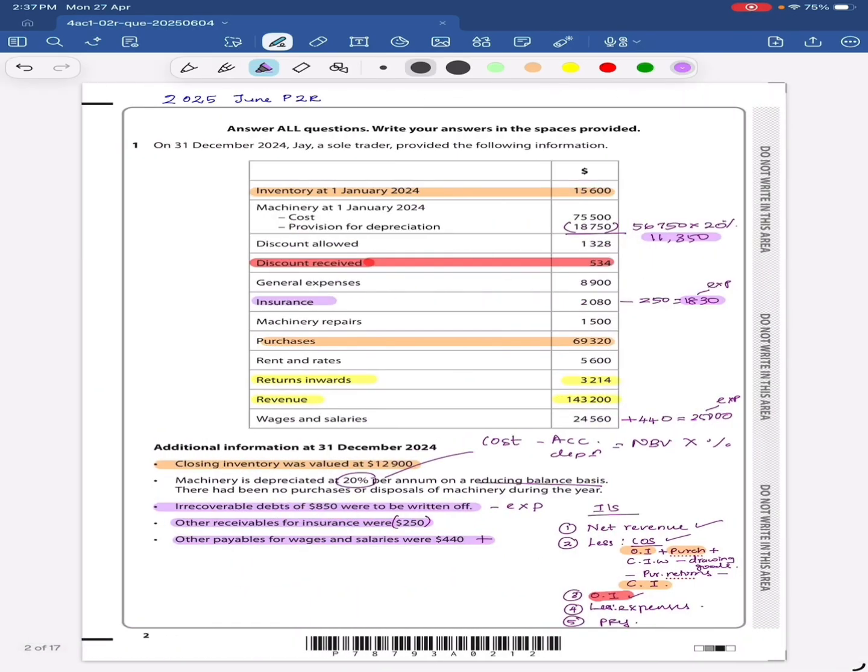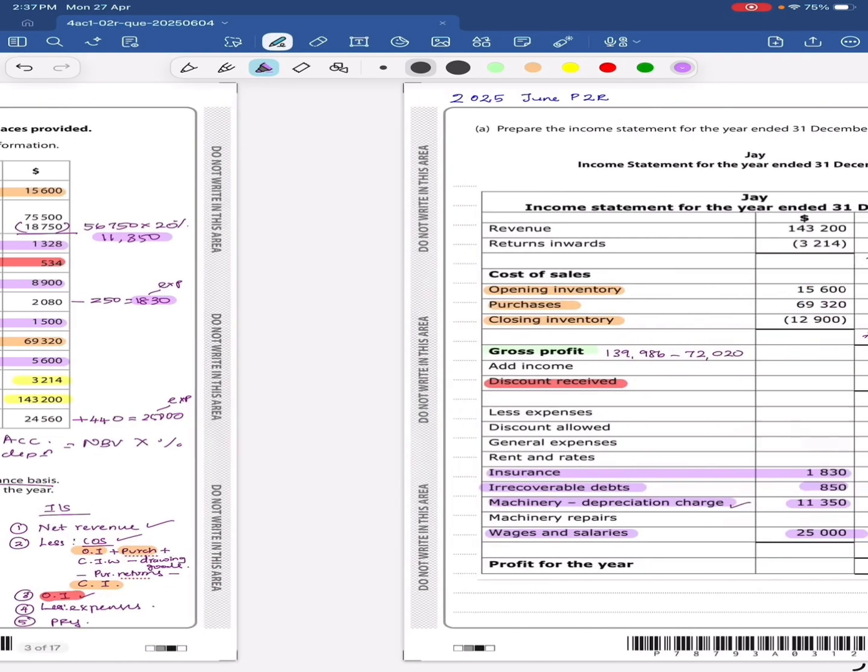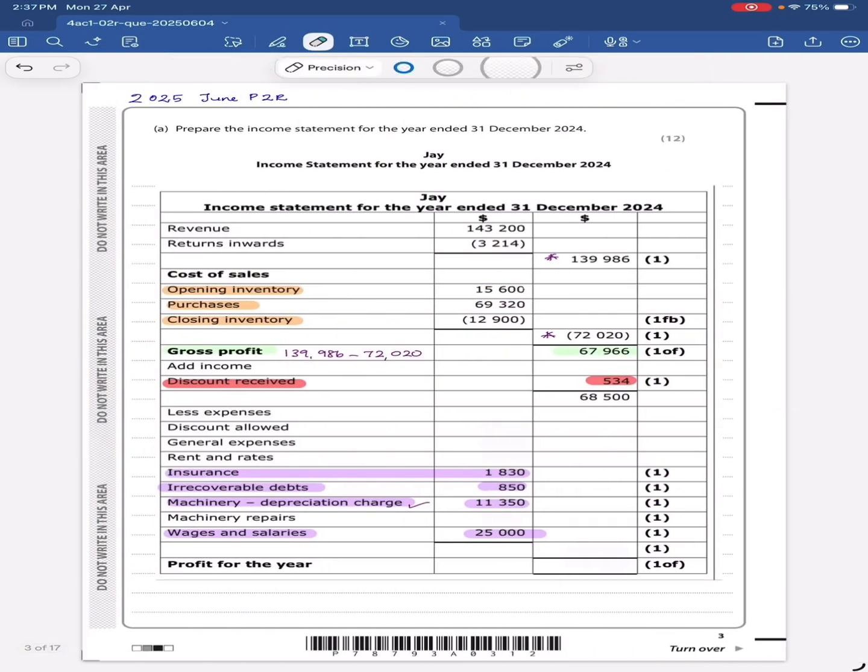Additional information are over. Let's see if we have any to be listed under expenses from the list given here. Discount allowed is an expense, general expense is an expense, machinery repairs goes under expense, rent and rates under expense. Now let's list them under the category of expenses.